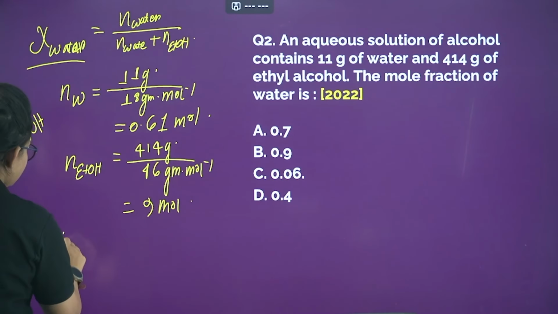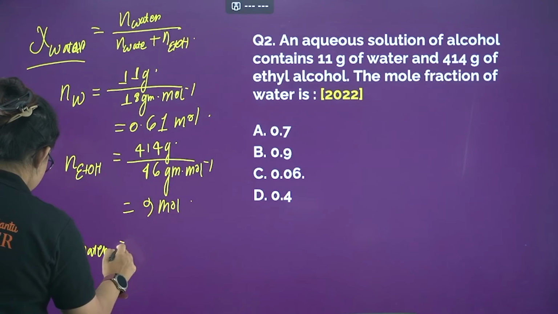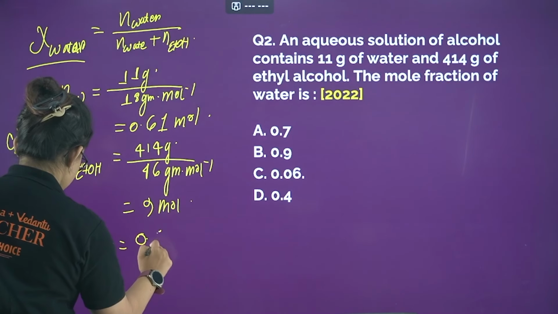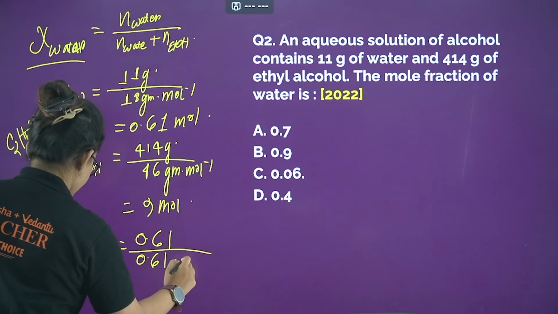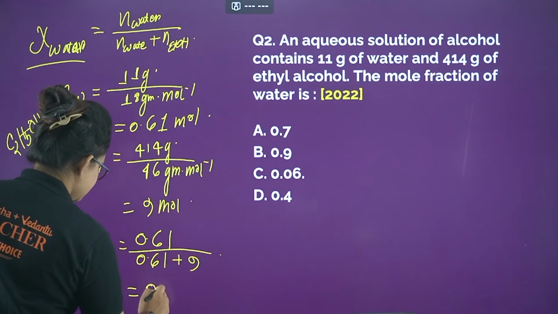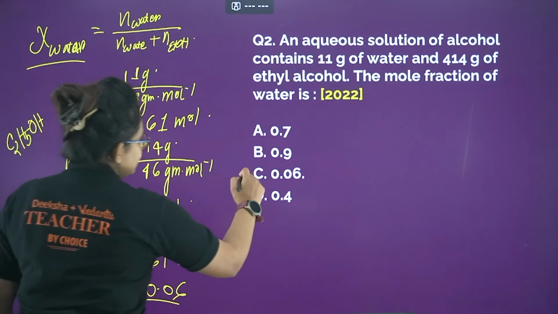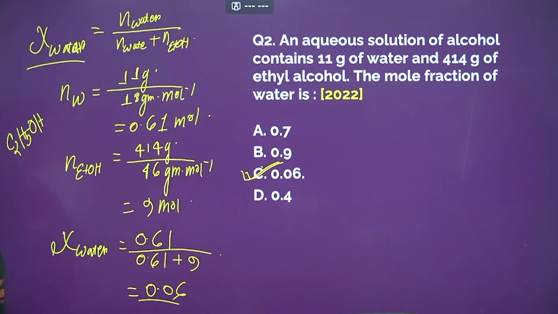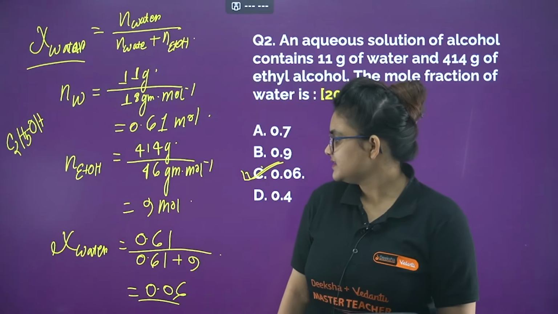formula. So mole fraction of water is going to be 0.61 divided by 0.61 plus 9, and if you calculate this, your answer will be 0.06. So C is going to be the correct one. So I guess you understood this.